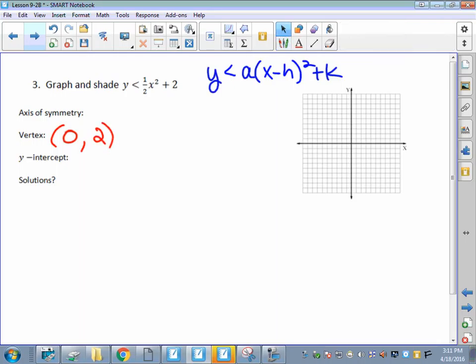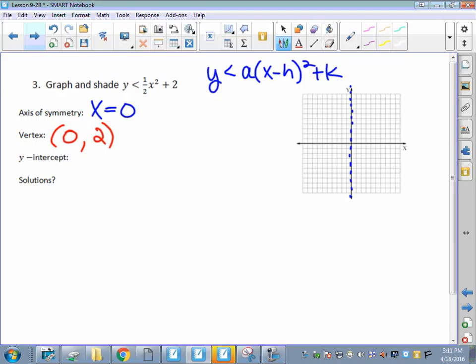This time, instead of saying, oh, we found our axis of symmetry, so we're going to repeat it in the x value of the vertex, now we're going to say, oh, we found the x value of our vertex, so I know my axis of symmetry is the same. So it's going to be a dashed line right on top of the y-axis.